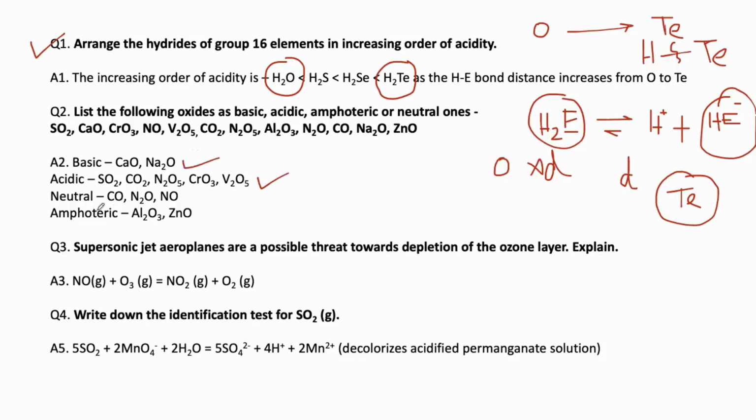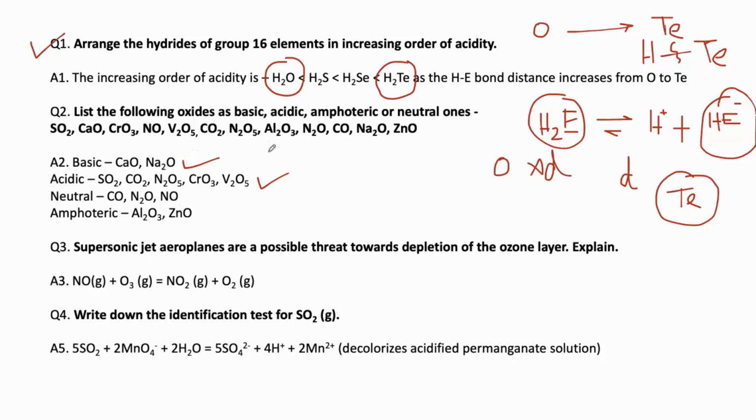So here, the neutral oxides are those which are neither affected with respect to water. They do not have any tendency to go either to acid or to base. And the amphoteric oxides are those which have the tendency to form both. Now you can see that's calcium oxide.